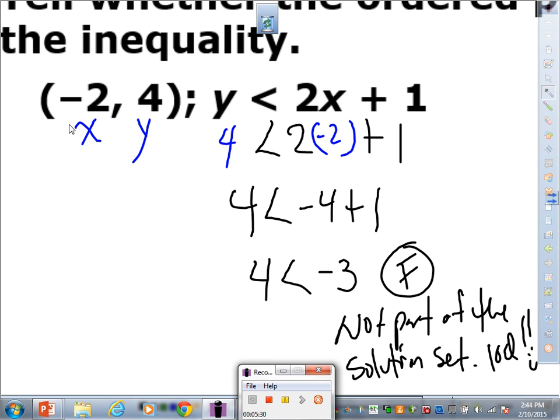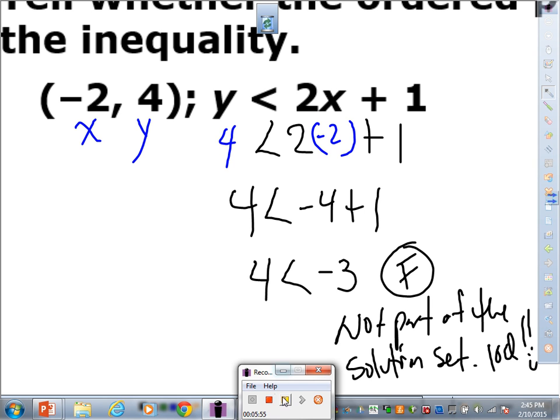So who noticed that it's the same process that we did with equations? Is that correct? The only difference that you should notice here is that it says at the end, not part of the solution set, whereas for equations, there was only one solution. That's where we said, yes, it is the solution, or no, it's not the solution. Remember that? All right, good. Do this next one by yourself.